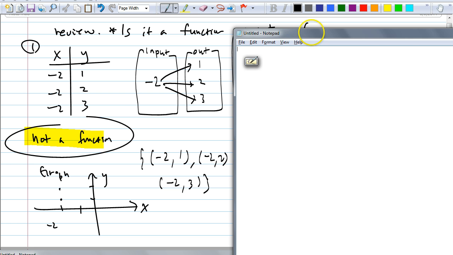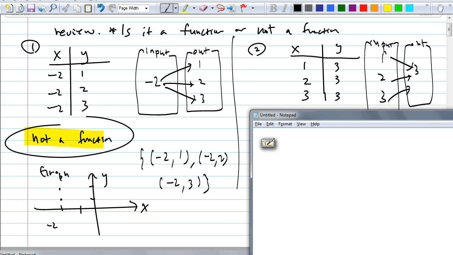What about this one? So x, y is a table: 1, 3, 2, 3, 3, 3, or you could have input box, output box. Is this a function or not a function? How many people say function? Raise your hand. How many say not a function? This is a function because each input has one output. How many outputs does 1 have? 1. How many outputs does 2 have? 3. Even though it's the same number, it doesn't matter.